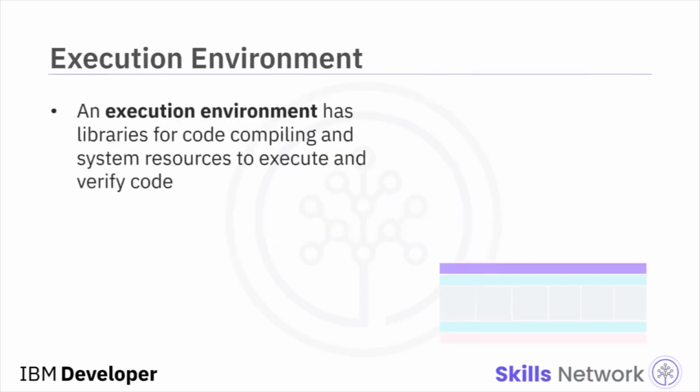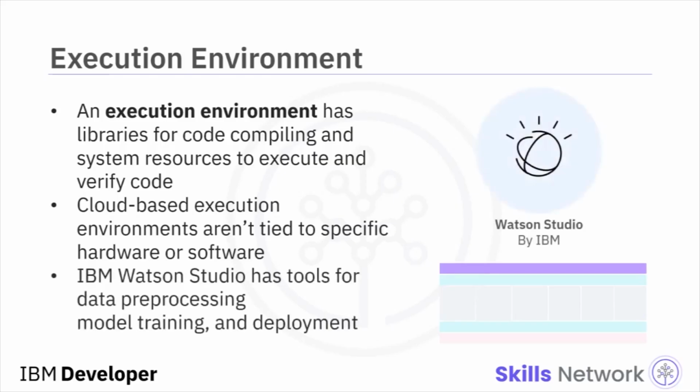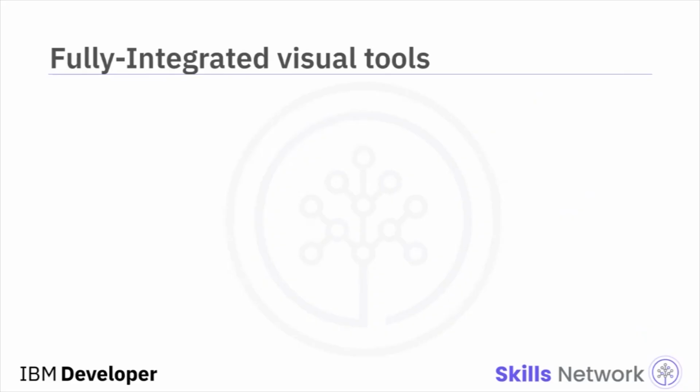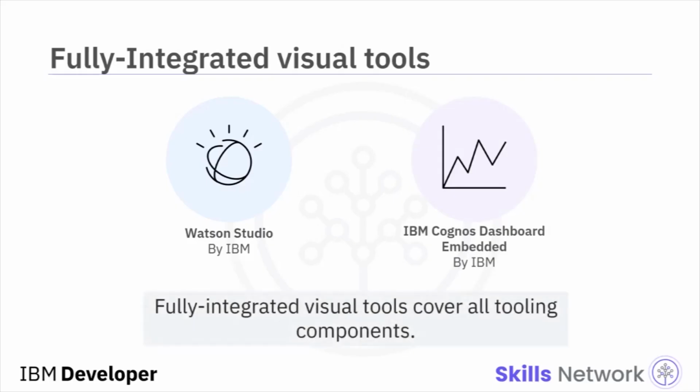An execution environment has libraries to compile the source code and system resources that execute and verify the code. Cloud-based execution environments are not tied to any specific hardware or software and offer tools like IBM Watson Studio for data pre-processing, model training, and deployment. And finally, fully integrated visual tools like IBM Watson Studio and IBM Cognos Dashboard Embedded cover all the previous tooling components and can be used to develop deep learning and machine learning models.